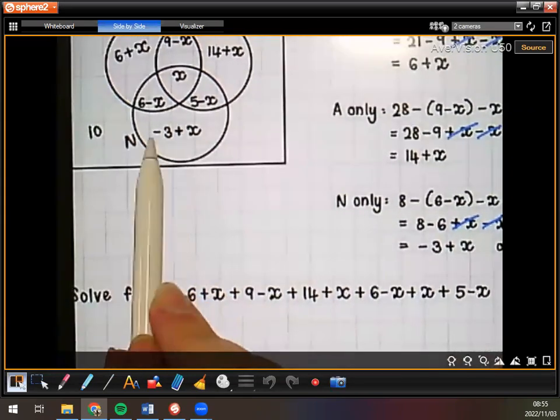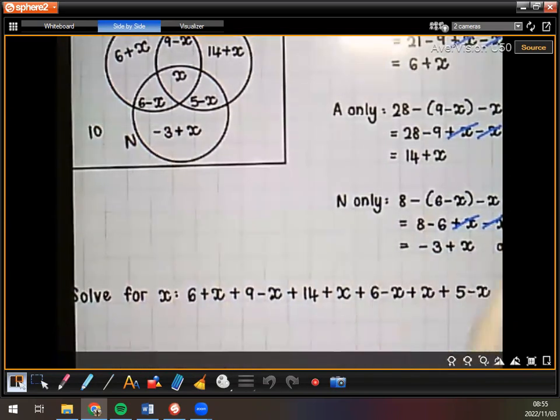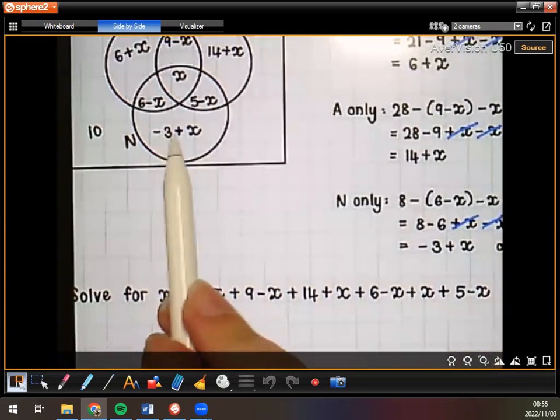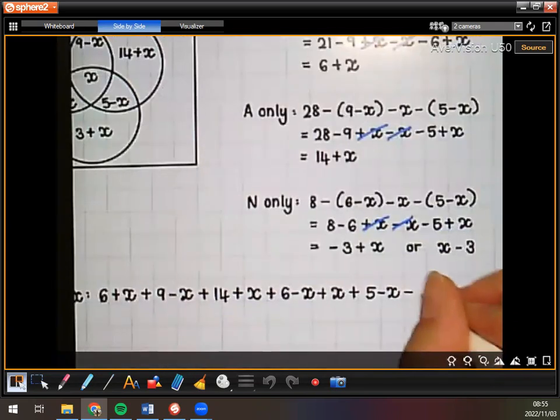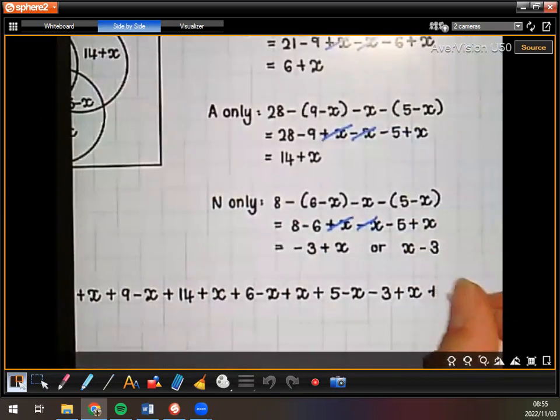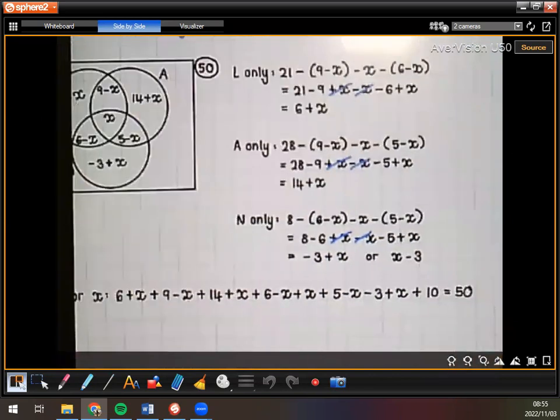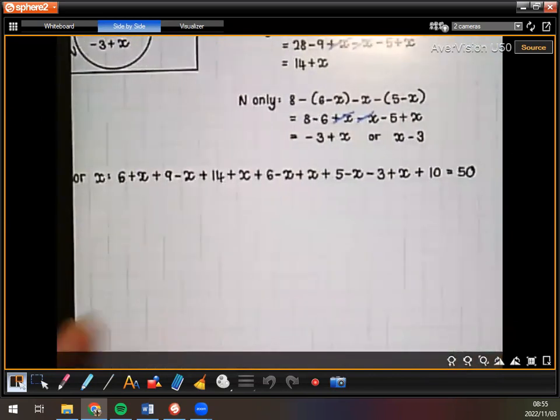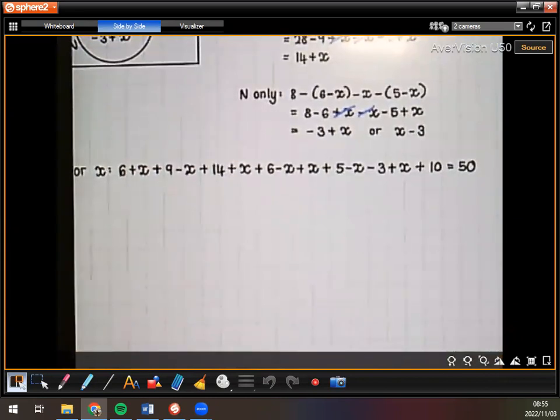And then the last one. Now here, if you're going to say plus minus 3, it will actually be minus 3, right? So minus 3 plus x. And then the last one is plus 10. And that must equal 50. That's a very long equation there. Just double check, guys, before you actually calculate x that you have written everything down.